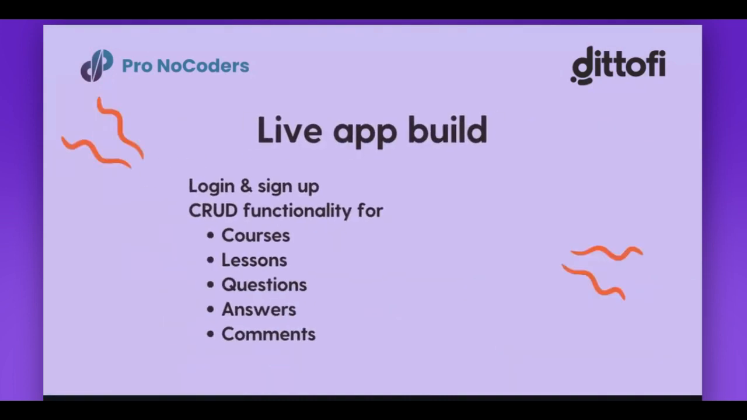So what I'm going to do now is take those high-level concepts we just discussed and show it in practice within the builder. And to do that, we're going to build out these main features here. So we're going to add the actual login example that we just talked through. We'll add a sign up one. And then we're going to add what we call CRUD functionality for these different tables here.